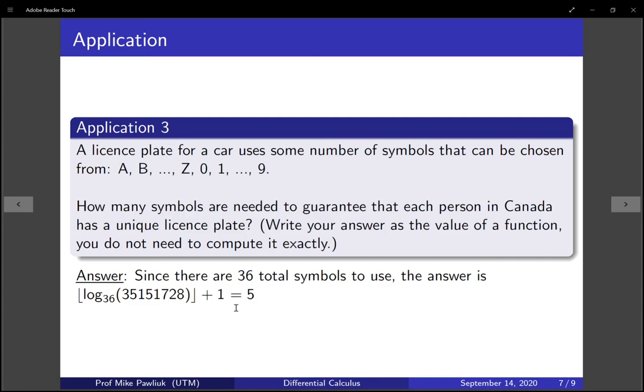And you can actually compute this. This turns out to be 5. That's not so important for us. But what this tells us is that we only need 5 symbols to use. The more important thing for this question was to actually write out symbolically what we expect the answer to be.